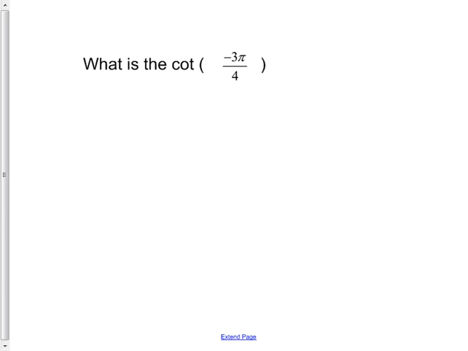All right, moving on. What is the cotangent of negative 3 pi over 4? Same idea, except it's not in the exact same angle. They gave you a slightly bigger angle. I'm going to pause while you figure that one out.